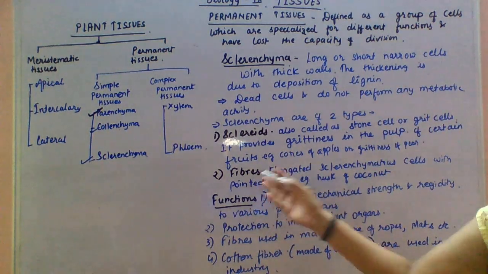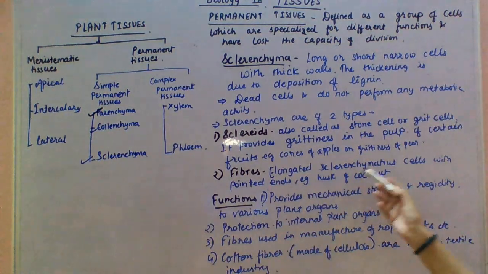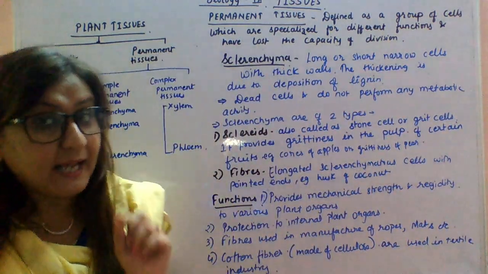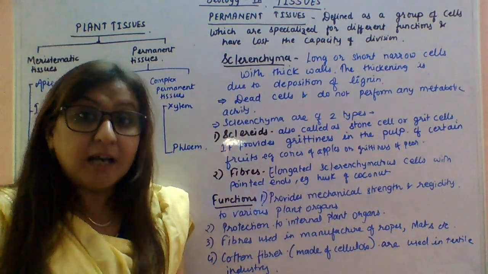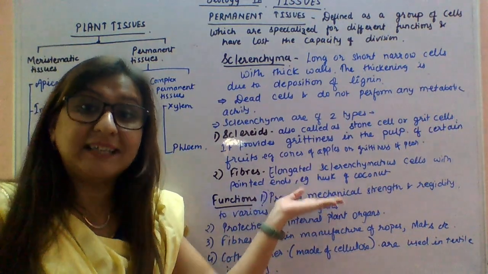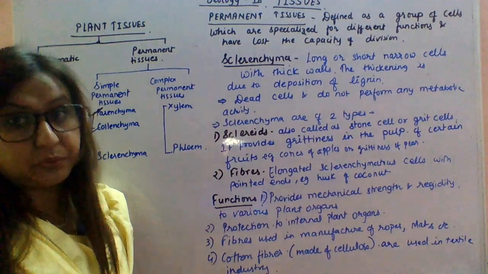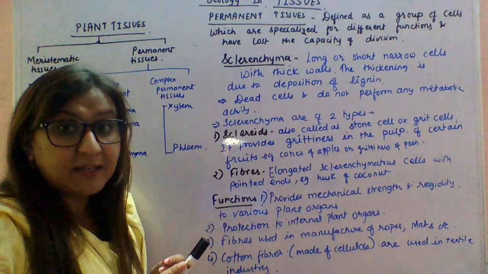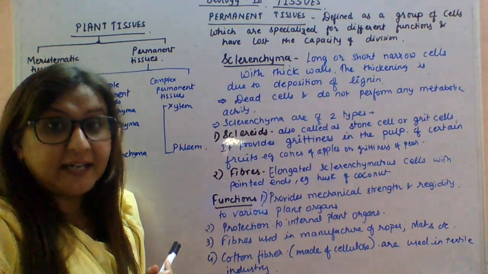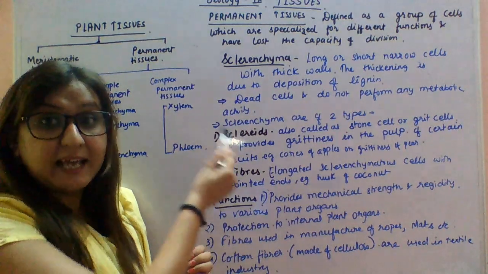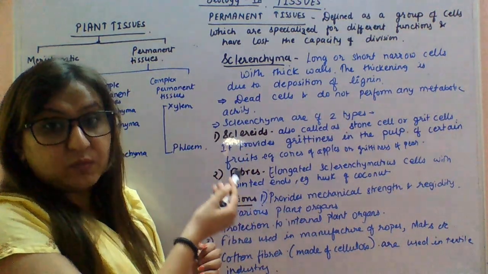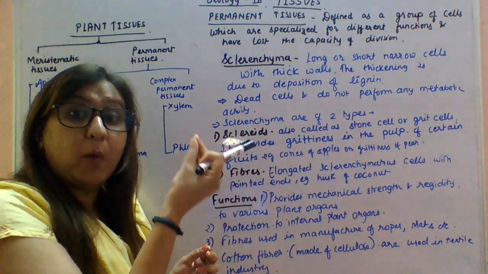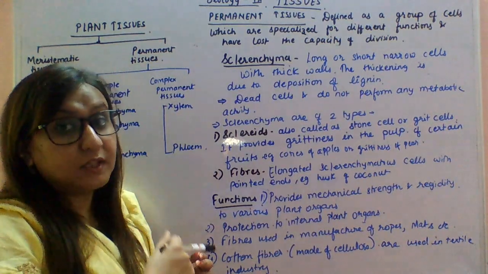Next are fibers. Fibers are elongated sclerenchymatous cells with pointed ends. An example is the husk of coconut, which is also an example of sclerenchymatous tissue. So, clear? These are dead. Sclerenchymatous tissues are dead tissues. They do not take part in any chemical activity. They can be categorized into sclerites and fibers. Sclerites provide grittiness to the fruit, whereas fibers are also tough in structure with pointed ends. Example, the husk of the coconut.